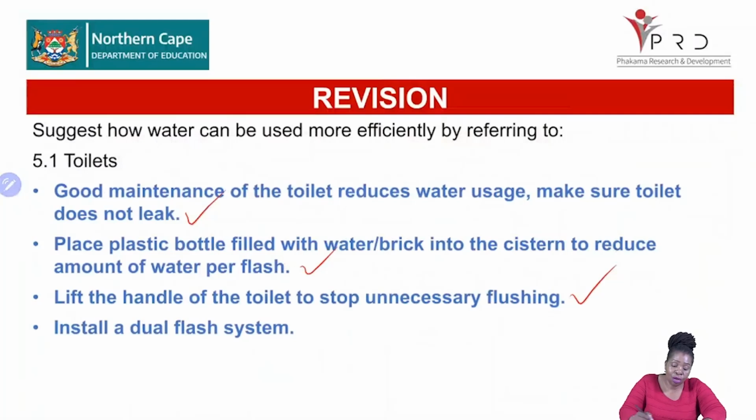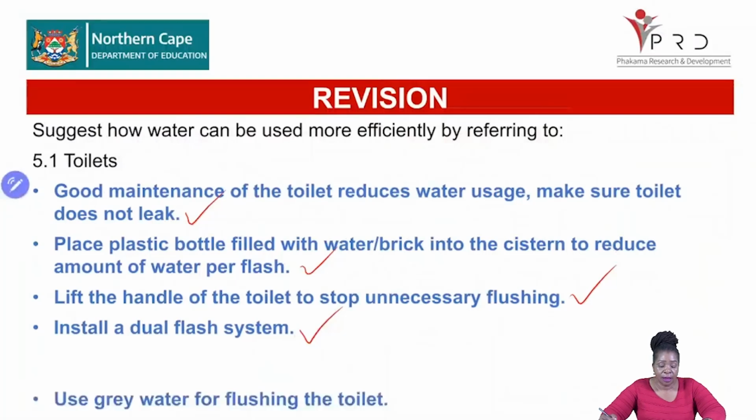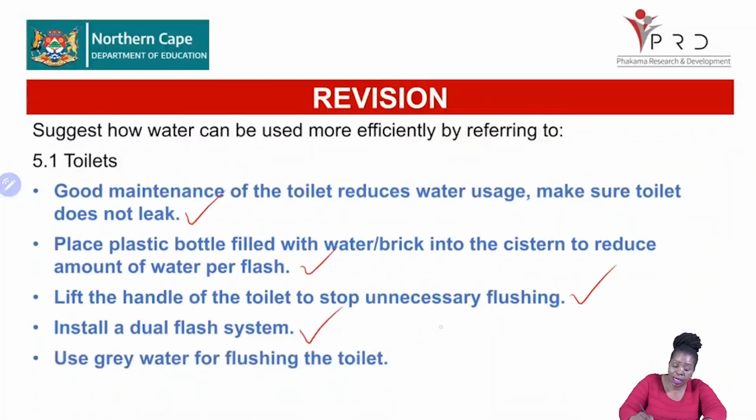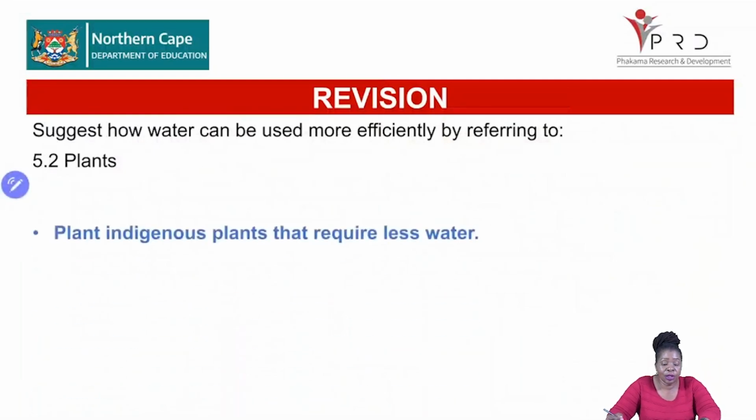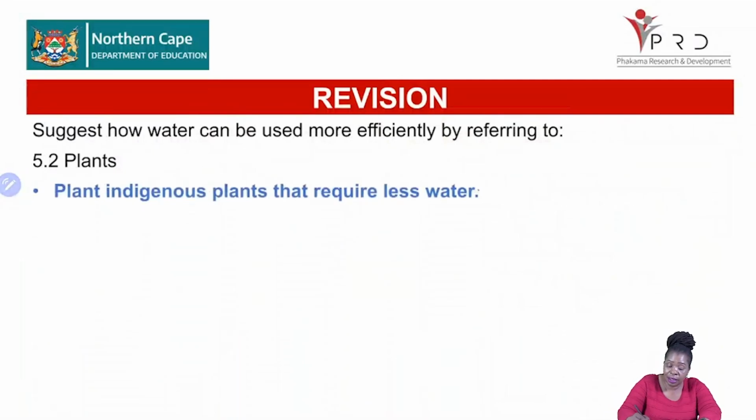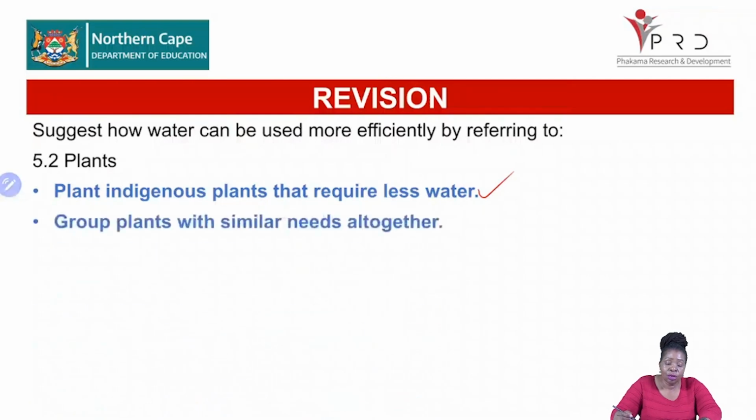And you can install a dual flush system, right? And we can also use gray water for flushing the toilet instead of using fresh, clean water, right? That has to do with toilets. And then we go on to suggest how water can be used more efficiently by referring to plants, right? With the plants, we plant indigenous plants that require less water. Also, group plants with similar needs altogether, right?